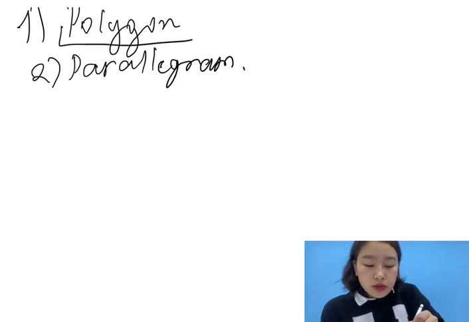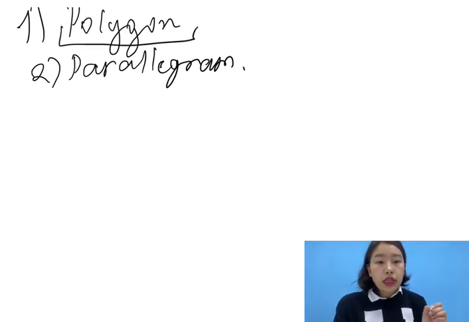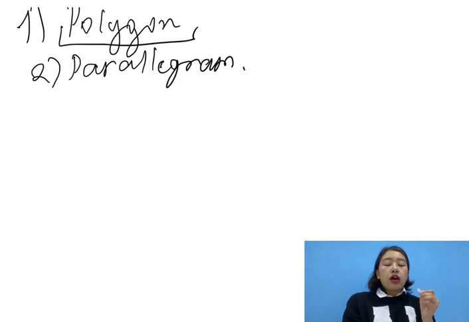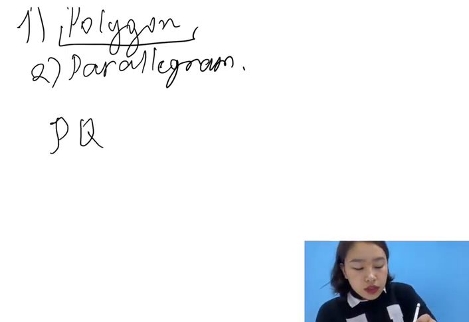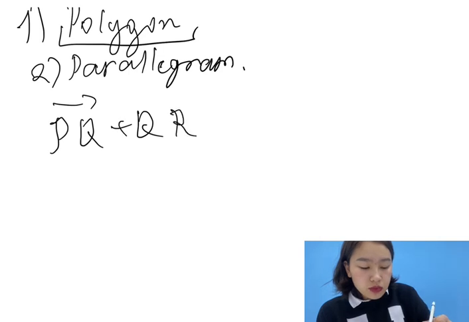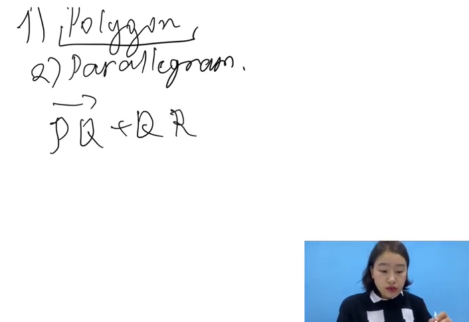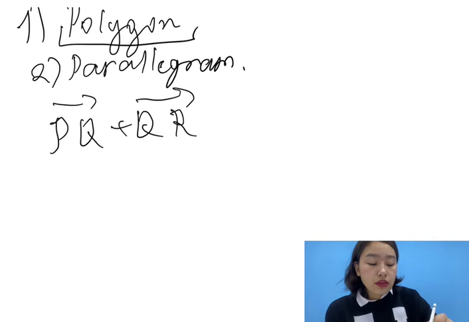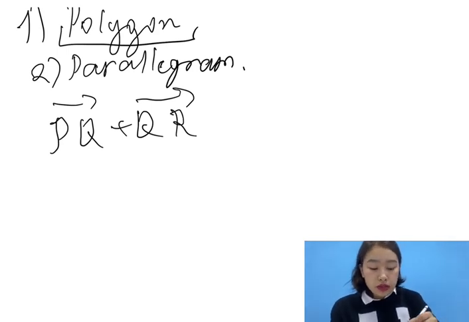We will talk about the first one right now, the polygon method. Let's say we have the PQ and QR vectors, yeah? We want to find the sum of these vectors. We will find them by the polygon method.